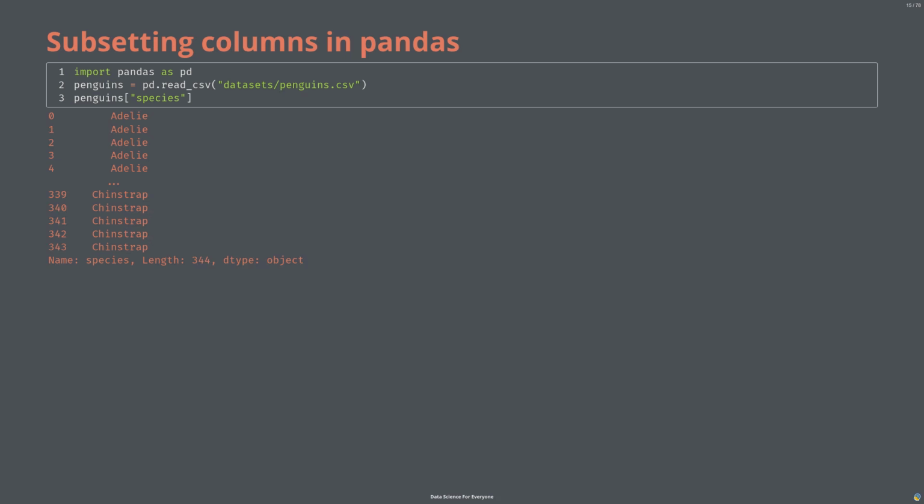Sometimes you might want to focus on just one column of your data frame. You can subset by using the name of the data frame followed by square brackets containing the column name. This will return a series containing only the values from that column. Here, we subset only the species column.